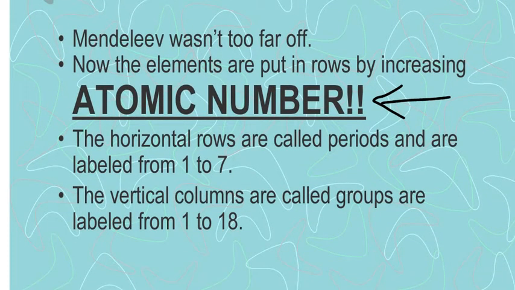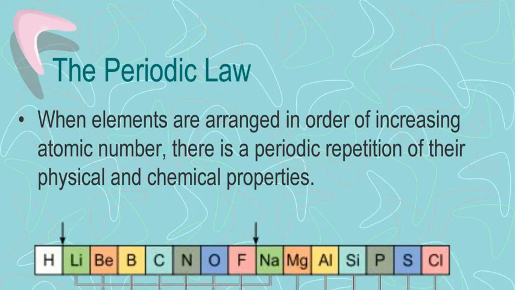The horizontal rows on our periodic table are called periods, and there are 7 of them. So to the left of the table, you would see periods 1, 2, 3, 4, 5, 6, 7. The vertical columns are numbered 1 through 18, and they're called groups. The periodic law basically states that when the elements are arranged in order of increasing atomic number, we see a periodic repetition of their physical and chemical properties.